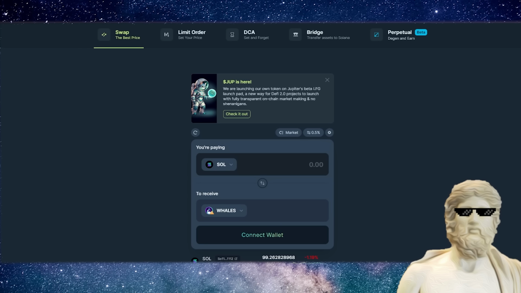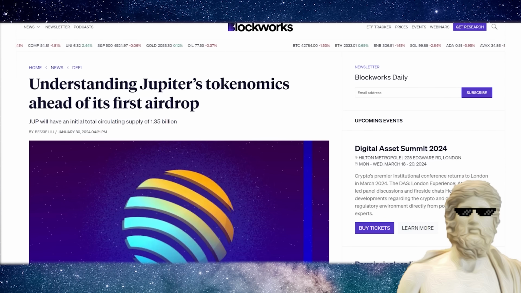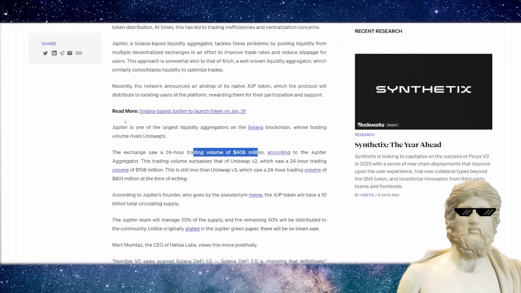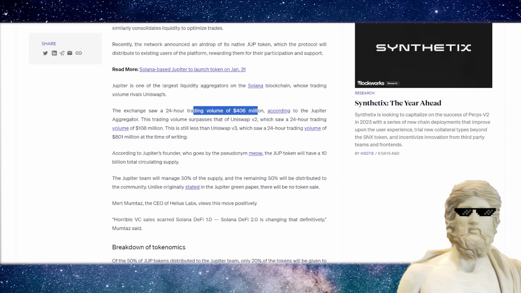And what's interesting about this one is the tokenomics have now been released for the Jupiter Crypto Exchange. So it is a very exciting place. The 24-hour trading volume for Jupiter has been in excess of $400 million. So very, very exciting, and it could give Uniswap a very good run for its money.